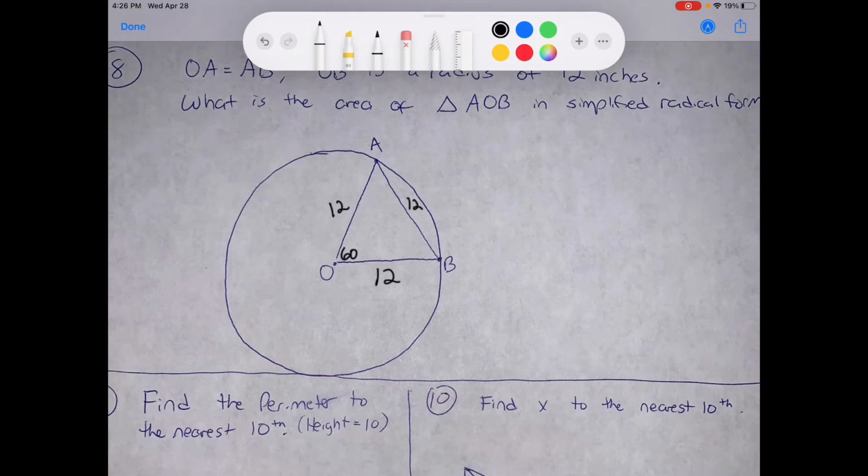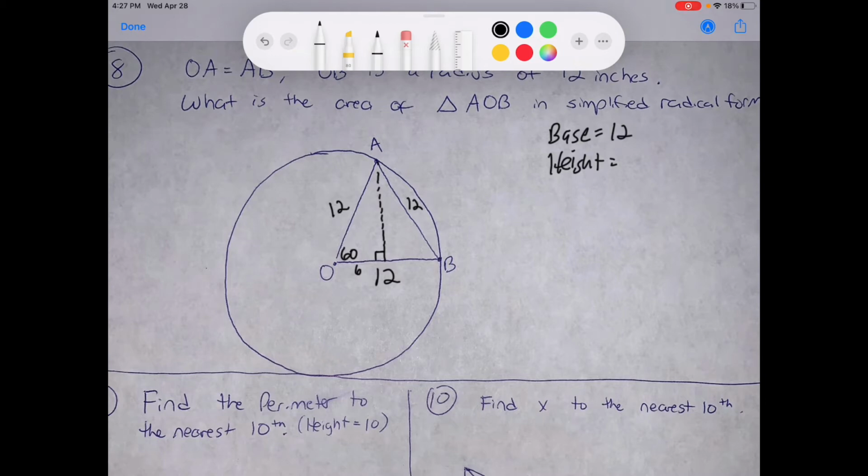Okay, so to find the area of that triangle, we have the base is 12, but we've got to find the height. The height is going to be straight down, and I'm going to use this right triangle to find it. We split 12 in two, so the bottom side of this right triangle will be 6. If you see that, that's a 30, 60, 90.